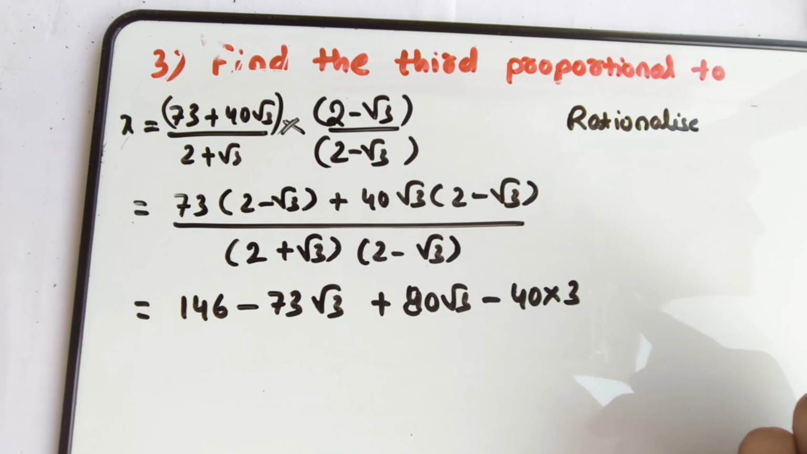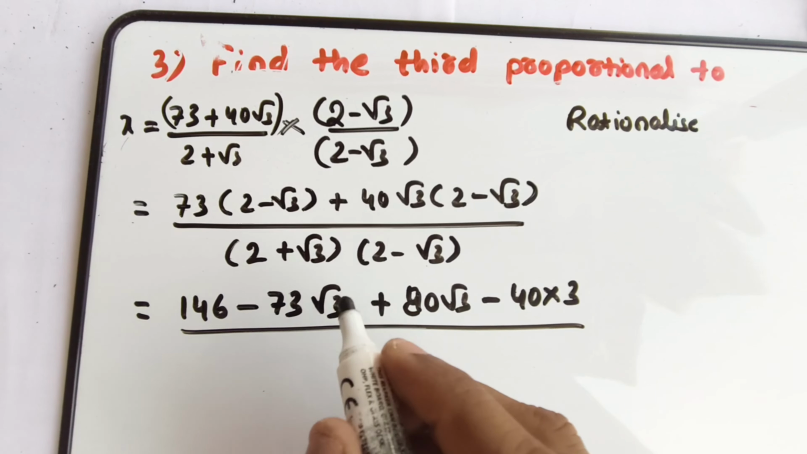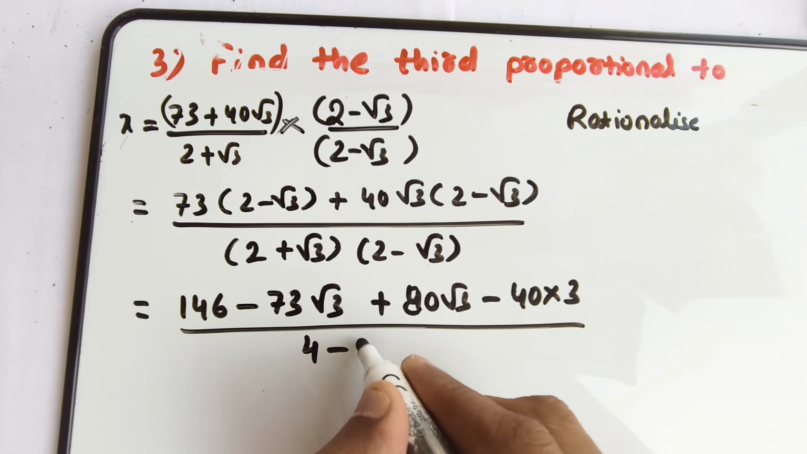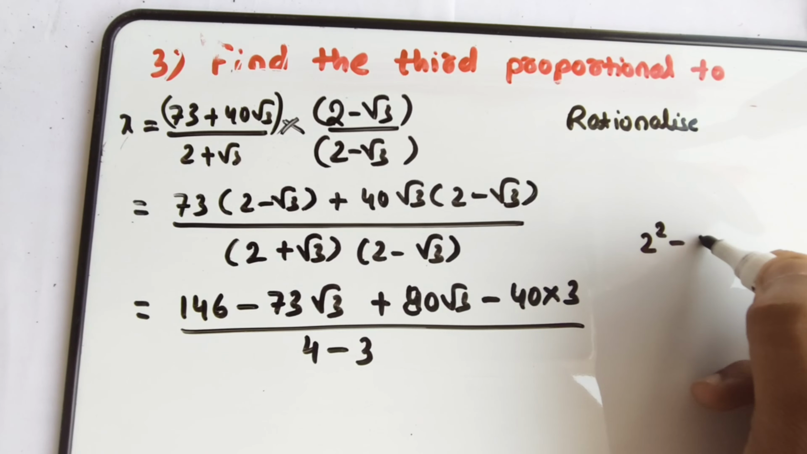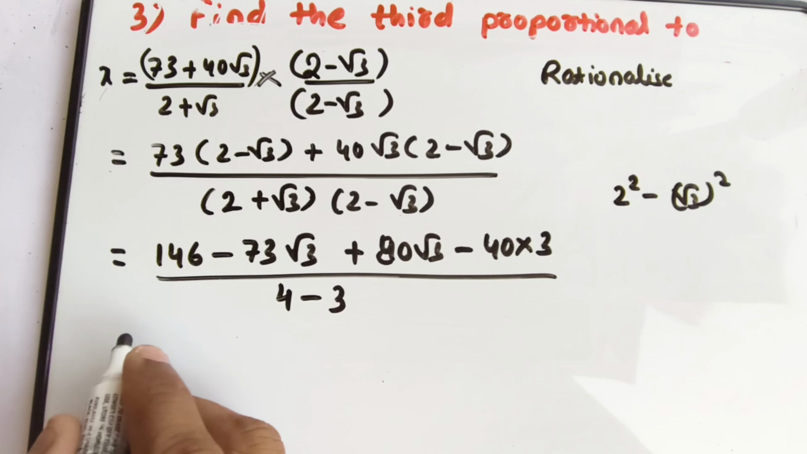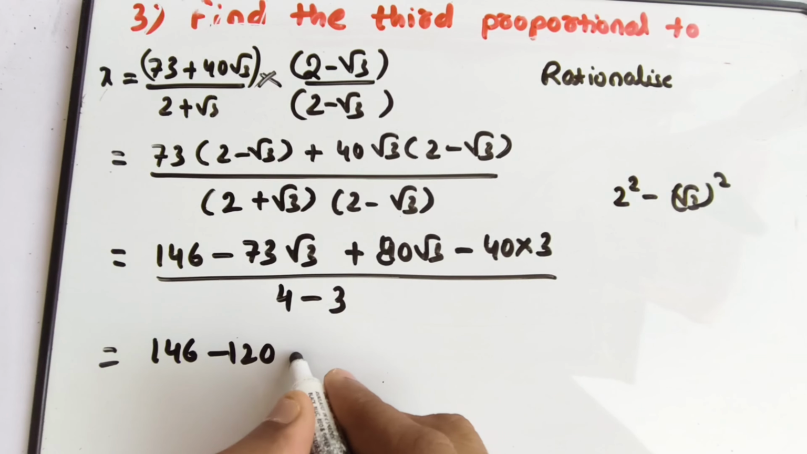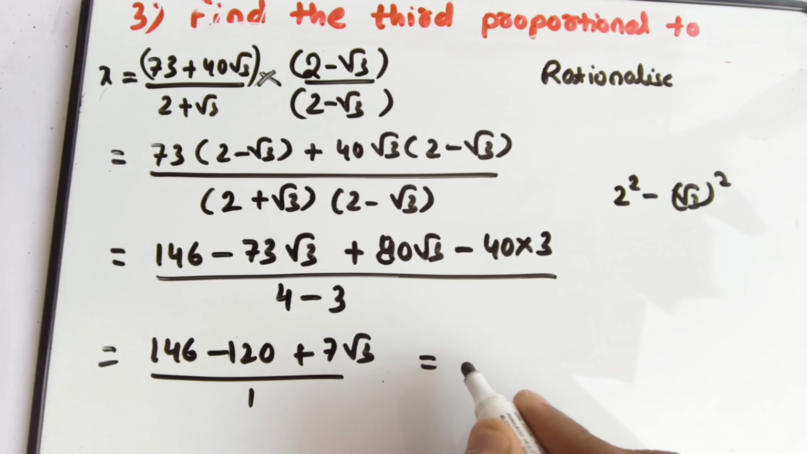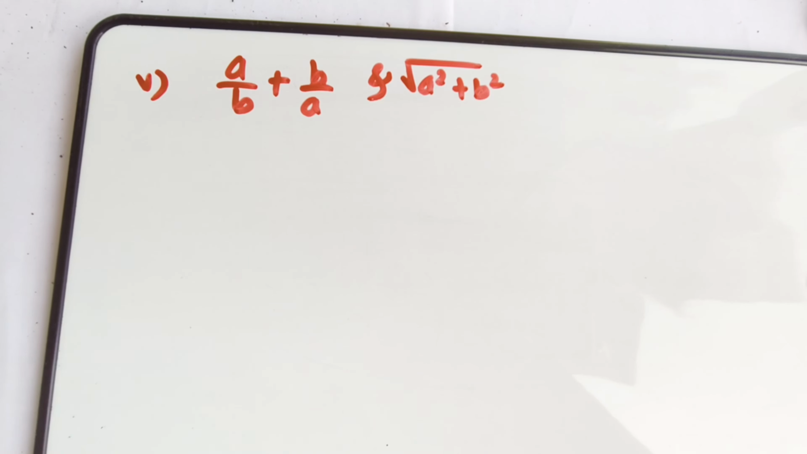40 multiplied by 3, whole divided by 2 square minus root 3 bracket square. 2 square is 4, minus root 3 bracket square, that is 3. 4 minus 3 is 1. I wrote that for the denominator. Now 146 minus 40 into 3, that is 120, is 26. 80 minus 73, that is 7 root 3. The final answer is 26 plus 7 root 3.